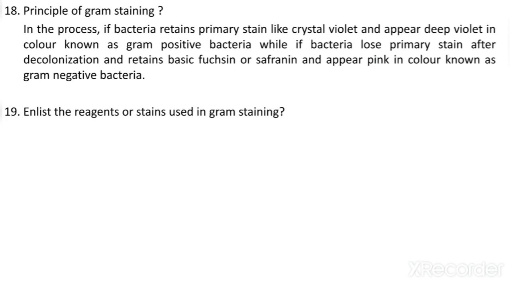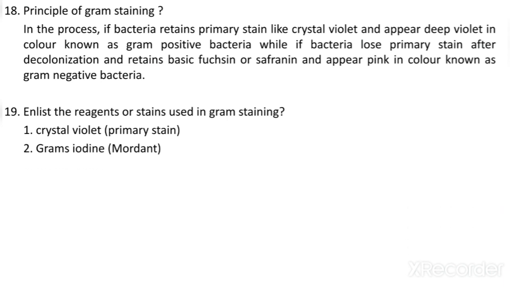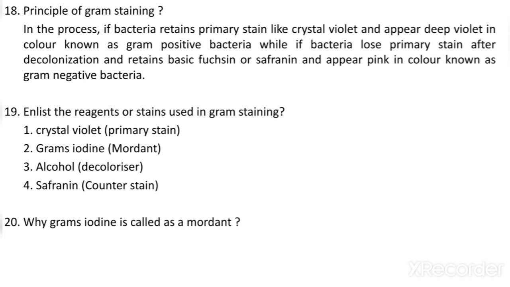Enlist the reagents or stains used in gram staining. Crystal violet is used, it is a primary stain. Gram's iodine is used, it is a mordant. Alcohol is used as a decolorizer in the gram staining. Safranine is used as a counterstain in the gram stain. So these are the four stains or reagents used in the gram staining.